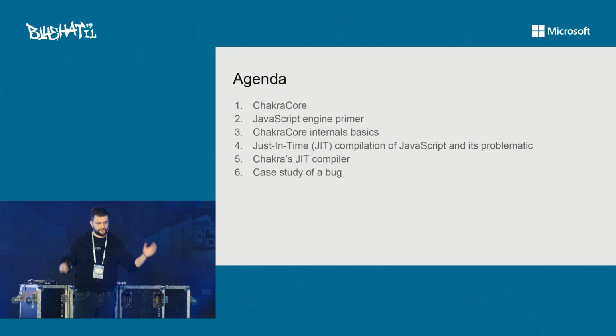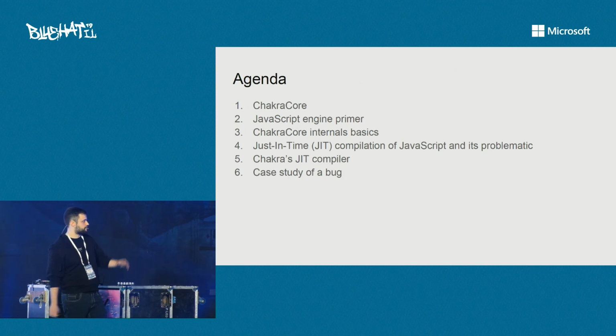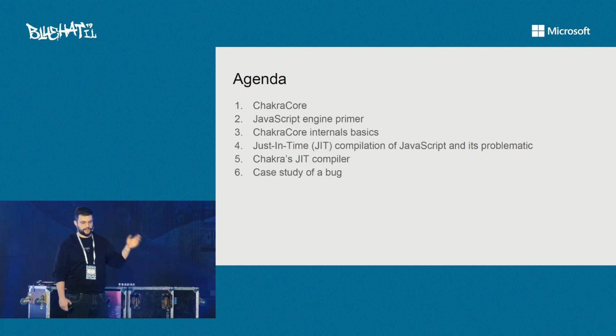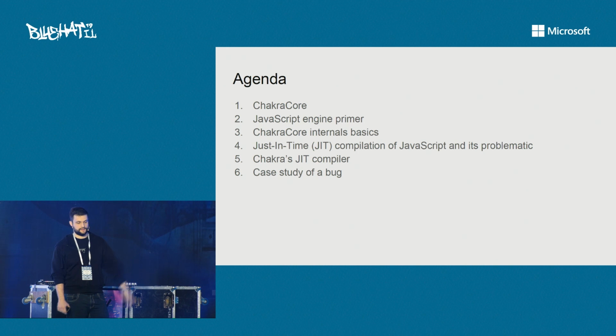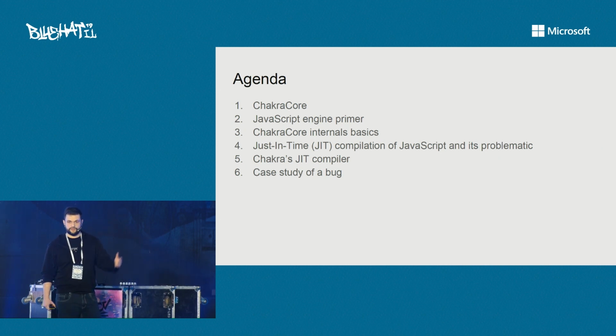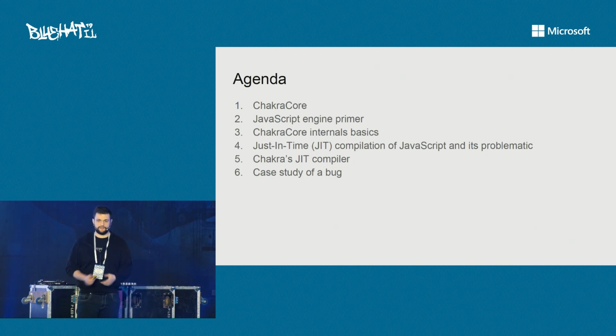So the agenda for today: I tried to make the talk accessible to anyone, those who do not have any kind of experience with JavaScript engines and those who do. So we'll do a quick intro of what ChakraCore is, some primer about JavaScript engines, and some of the internals basics. And then we'll go into just-in-time compilation and the problematic of just-in-time compilation for JavaScript. And then I'll talk specifically about the JIT compiler that's inside Chakra, and we'll finish by walking through an exploit that I submitted to MSRC last year.